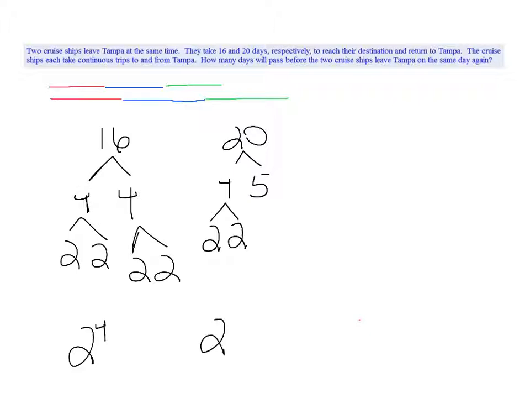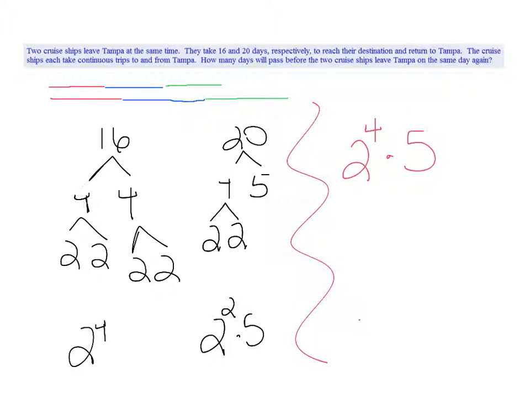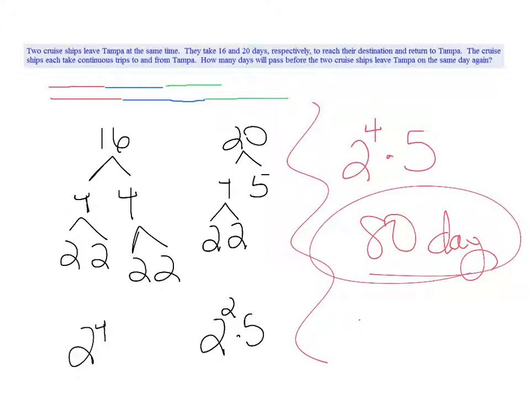That's going to have a prime factorization of 2 squared times 5, which means as far as the least common multiple, I'm going to need a 2 to its highest power that I see, which means to the 4th, times 5. Well, 2 to the 4th just came from the number 16, and 16 times 5 is 80. So in 80 days, the 2 ships are going to be taking off at the same time again. It just means that the one that doesn't take as long will have had more trips by that time.